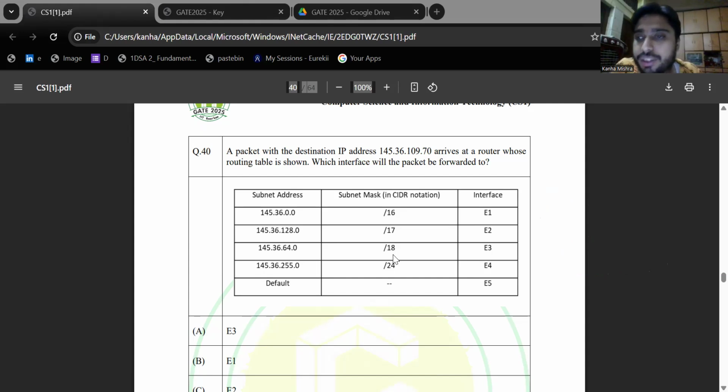What is the IP address given to you? The IP address given to you is 145.36.109.70. Let's break this down. 145 is basically 10010001, dot 36 in 8 bits is 00100100, dot 109 will be, so I'm going to write it a bit bigger because otherwise it will not fit on the screen.